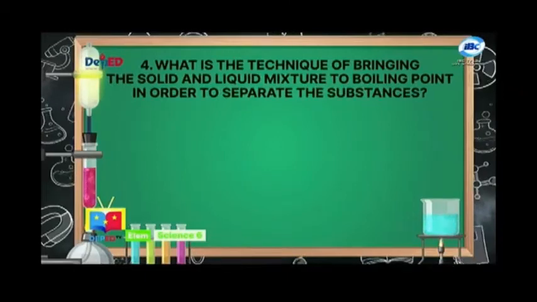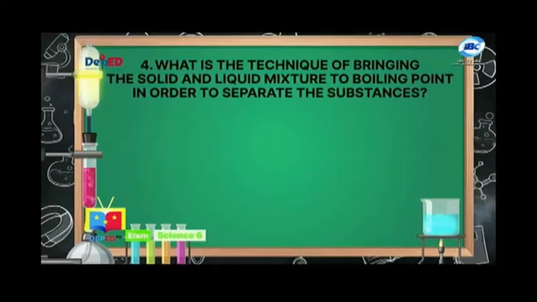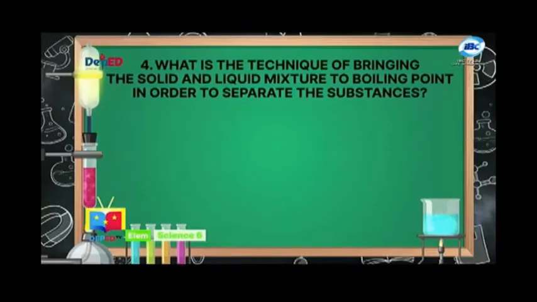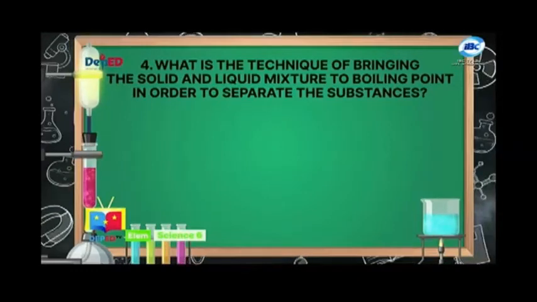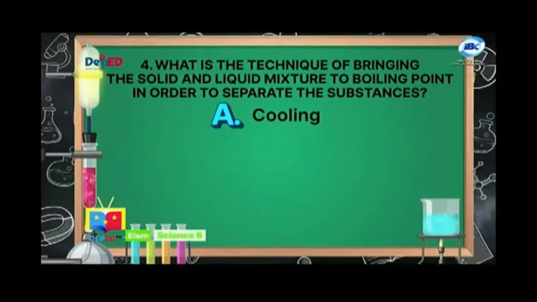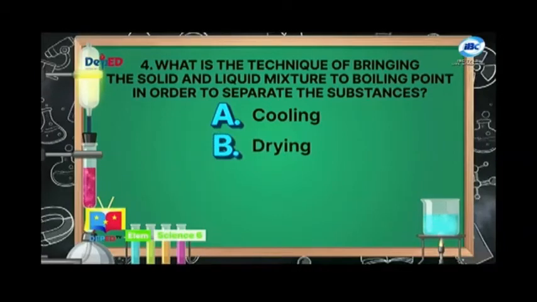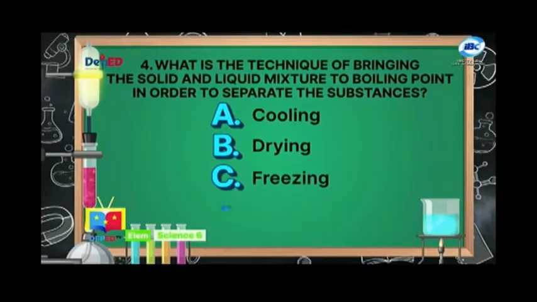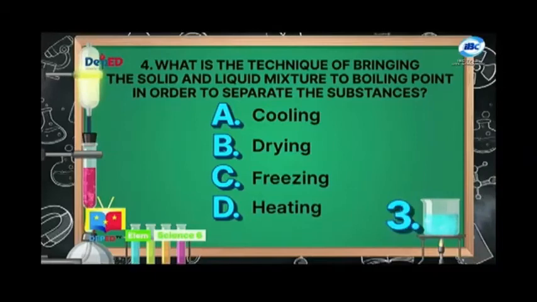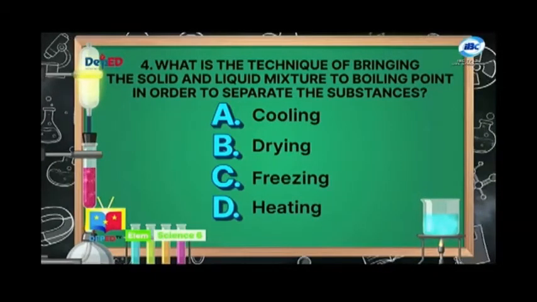Number 4. What is the technique of bringing the solid and liquid mixture to the boiling point in order to separate the substances? A. Cooling. B. Drying. C. Freezing. Or D. Heating. The correct answer is D.